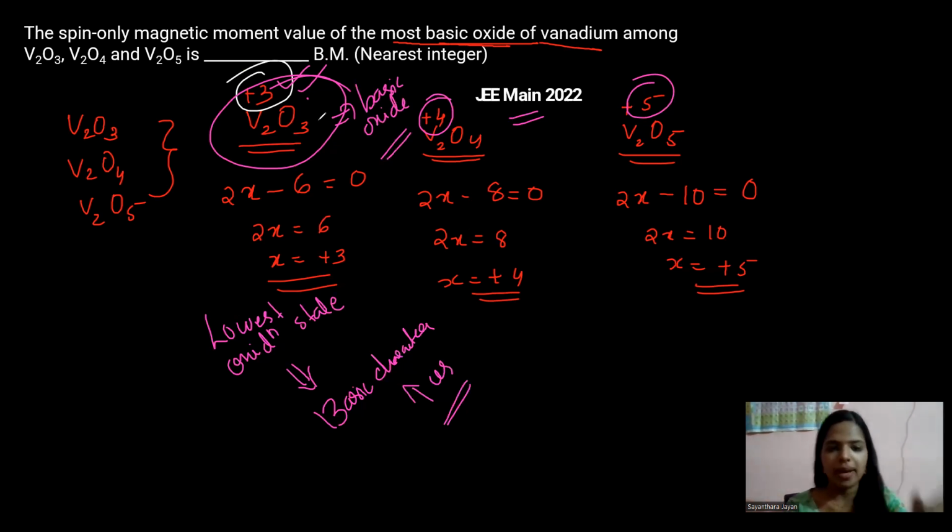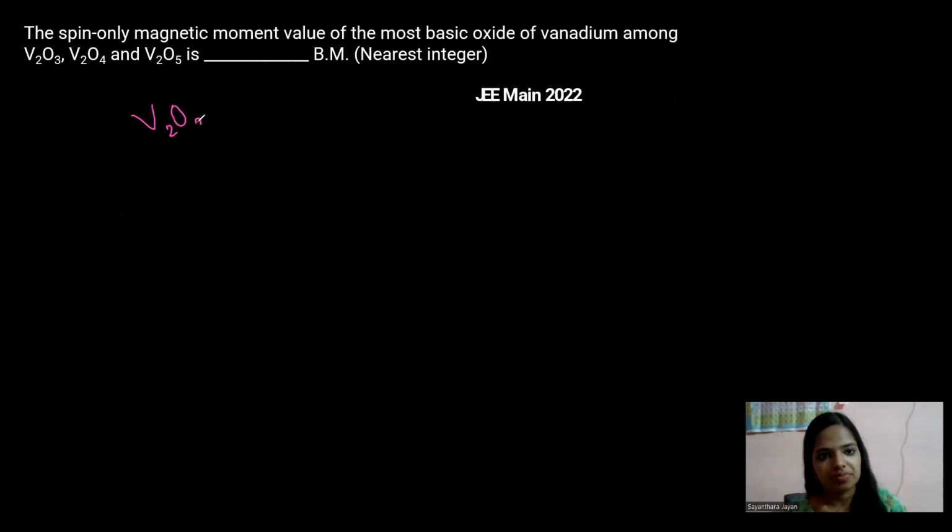So you have to calculate the spin only magnetic moment of V2O3. We got it is in plus 3 oxidation state, right? 2x minus 6 is equal to 0, so x is equal to plus 3. That is, here vanadium is in plus 3 oxidation state.